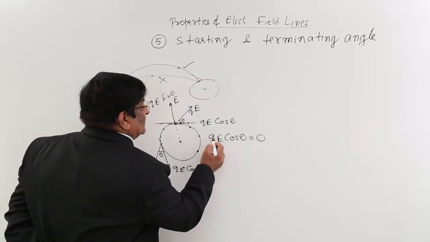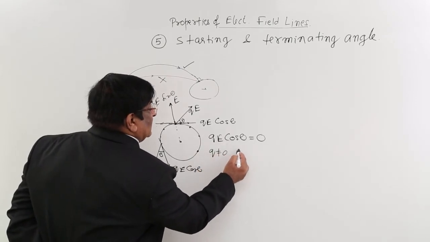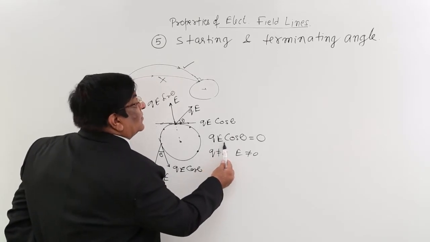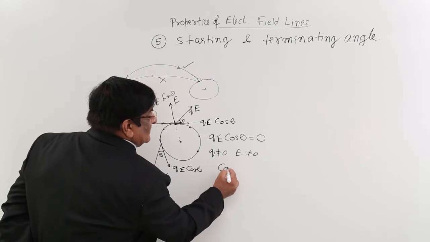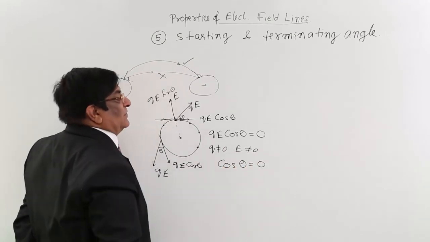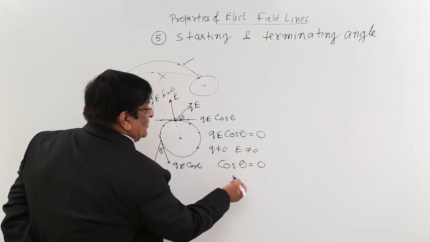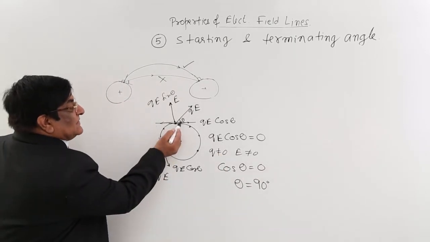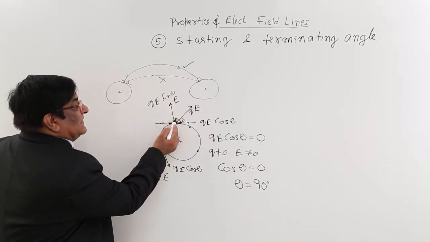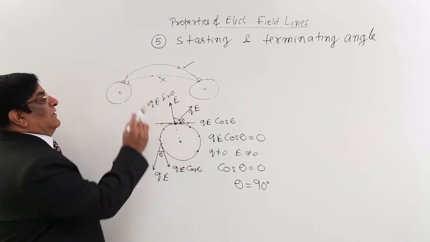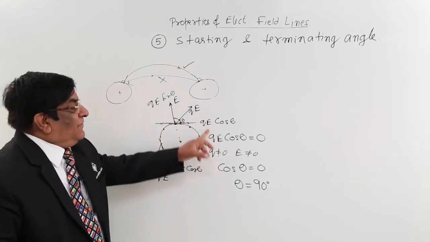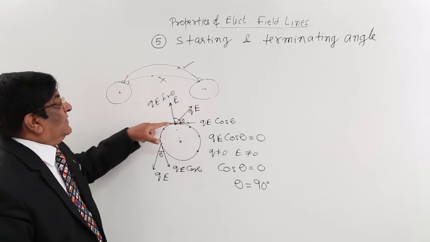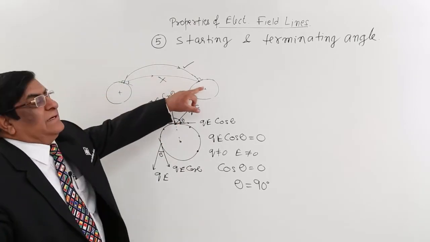Now in this, Q is not zero, E is not zero. So what does mathematics say? If Q is not zero, E is not zero, then how has this zero come? This zero has come because cos theta is equal to zero. Now if cos theta is equal to zero, by trigonometry we know how much should theta be? 90 degrees. So this theta, what is its value? 90 degrees, this much. And this is the actual direction of the electric field. This is a very small proof to show that the electric field line is always at right angle to the surface from where it starts and where it ends.